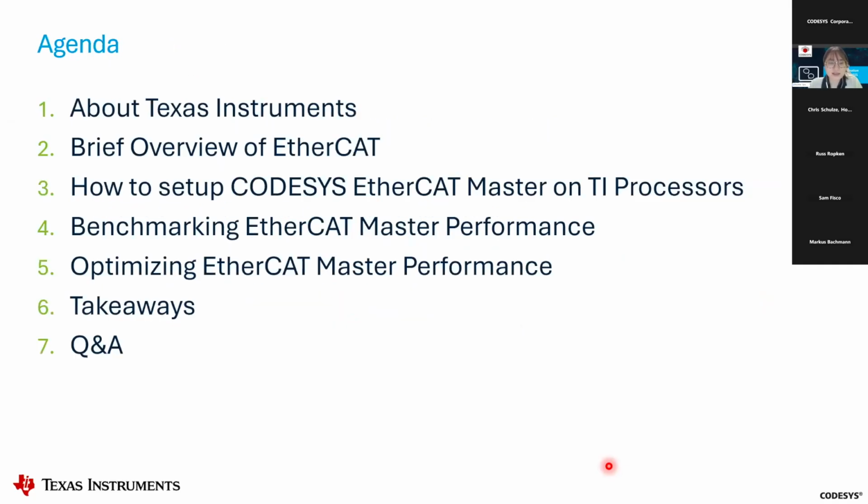So this is the agenda for my presentation today. I'll start off with a brief introduction of Texas Instruments as a company, then dive into the main content, starting off with a brief overview of EtherCAT, how to set up EtherCAT master on TI processors using CODESYS, some of the performance benchmarks that I've obtained with that setup, and some of the techniques that I use to try and optimize EtherCAT performance. And then I'll end off with some key takeaways of my presentation, and I believe at the end of all speakers' presentations today, I'll also be available for Q&A.